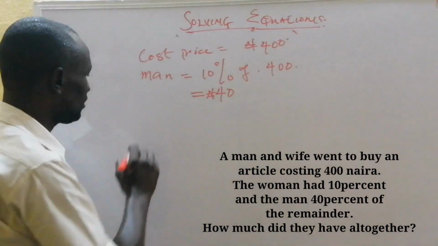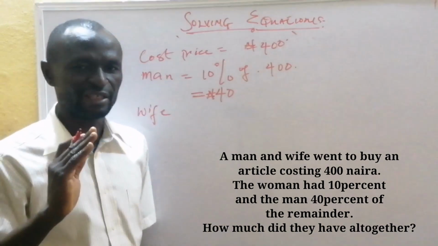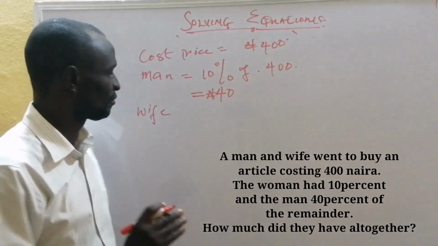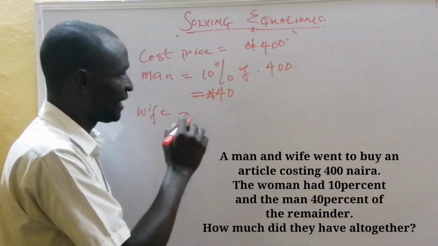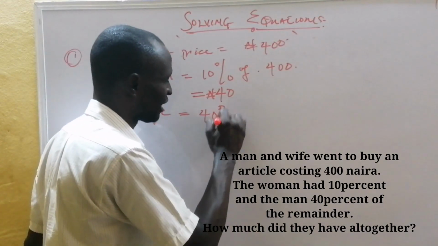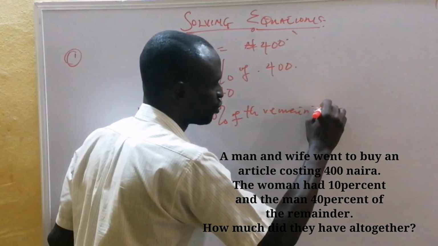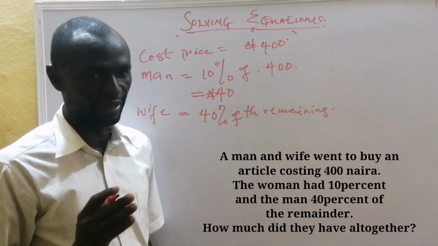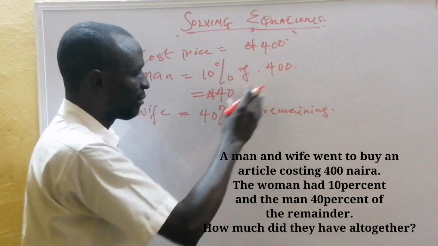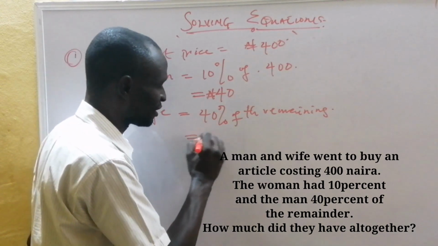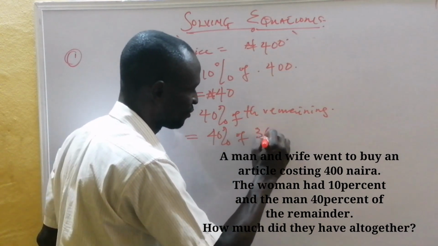If you take 10% of 400, you have what? 40. While the wife paid 40% of the remaining. Remember, the man had paid 40 naira. The wife paid 40% of the remaining. The first question you should ask is, what is remaining? What do I have left? Out of 400, I have 400 minus 40. What I have left is obviously 360. So the wife paid 40% of 360.